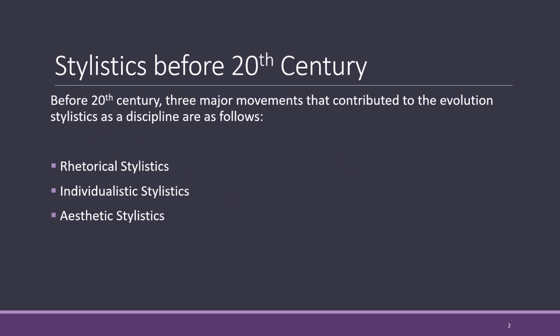Before the 20th century, three major movements contributed to the development of stylistics as a discipline. These movements were rhetorical stylistics, individualistic stylistics, and aesthetic stylistics. In the following slides, I would discuss each one of them in a little bit of detail.